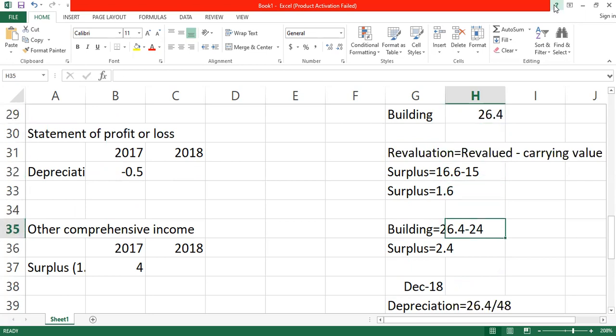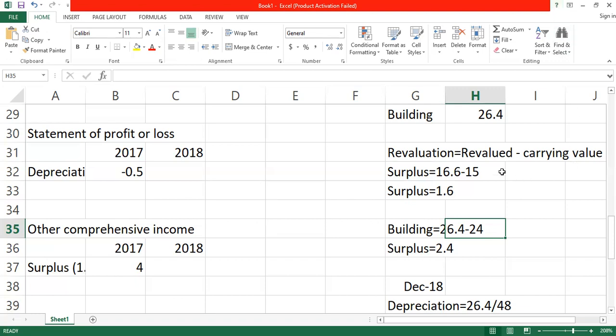I'm saying that for you to know the annual transfer that you are going to do every year from the surplus to the retained earnings, take your revaluation surplus relating to the depreciable asset divided by the remaining useful life of the asset after the revaluation. So that will be 2.4 divided by 48. It means that the 2.4 will be realized over the 48 years.